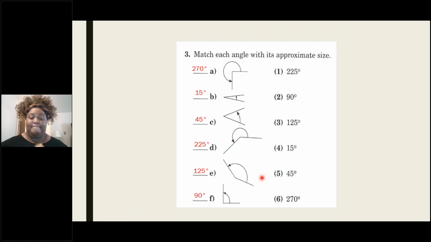Okay. So this just shows us that we can look at angles, and just knowing the types of angles and how they will look, what their degrees could be, that can help us determine what type of angle and some approximations of what their size could be. So let's move on.